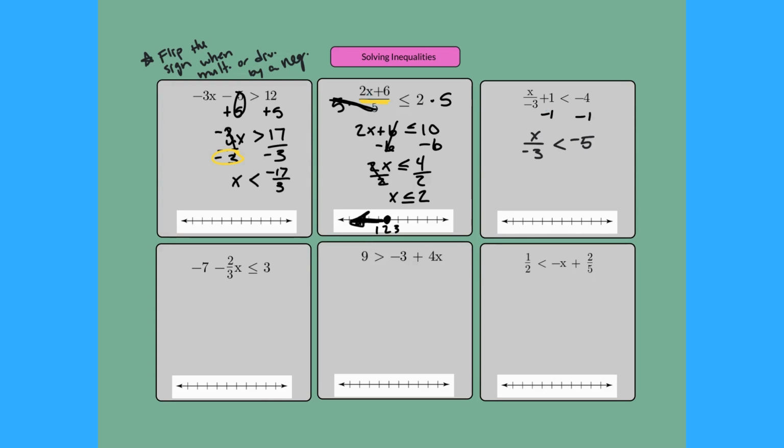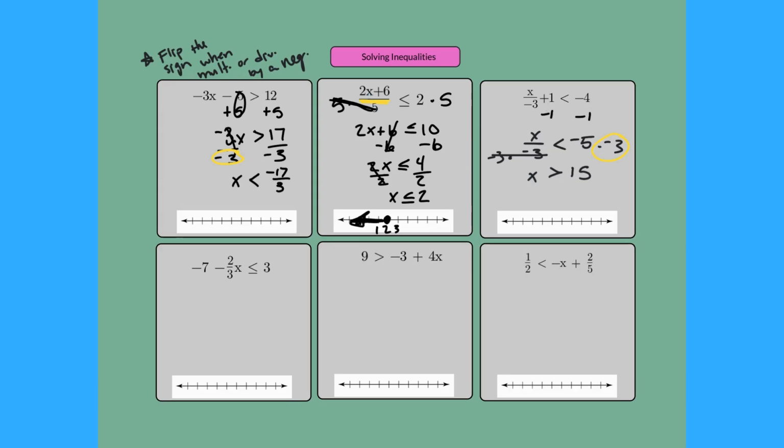The opposite of dividing by negative 3 is to multiply by negative 3. So now we're multiplying by a negative number. That means we're going to have to flip that sign around. So x becomes greater than, and then that's going to give us a positive 15.